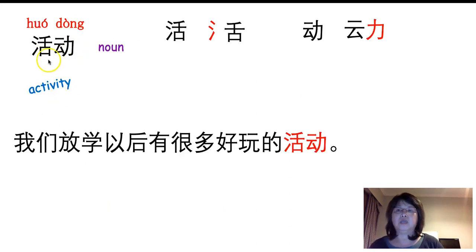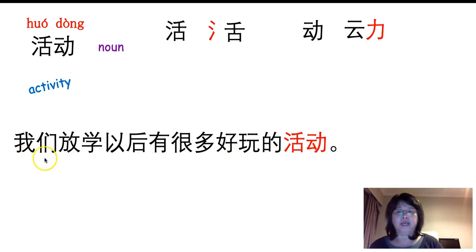活动的意思是 activity. It's a noun. 比如说，我们放学以后有很多好玩的活动。我们 we, 放学以后 after school, 有 have, 很多好玩的活动。Many fun activities.